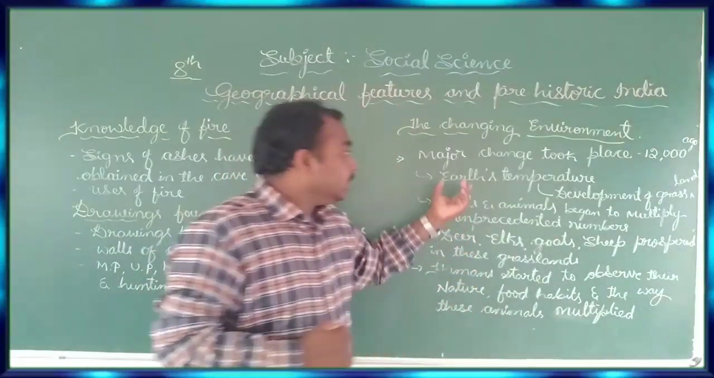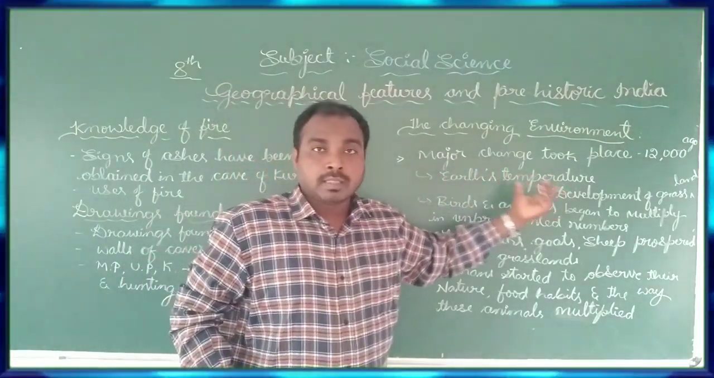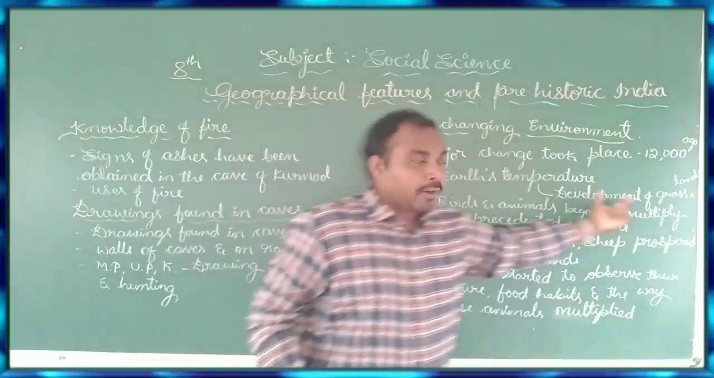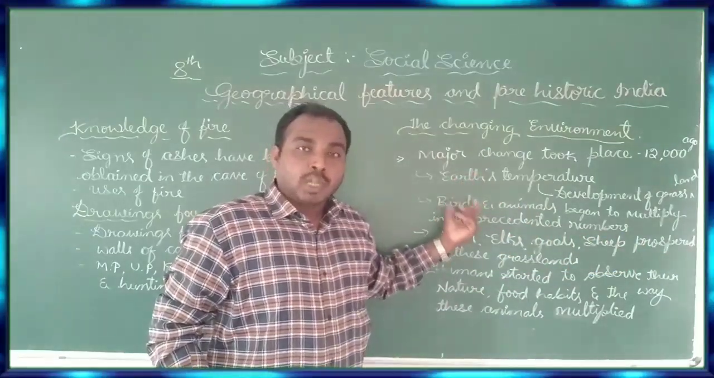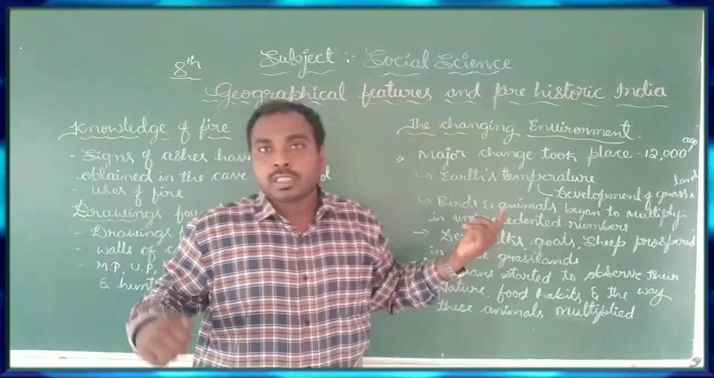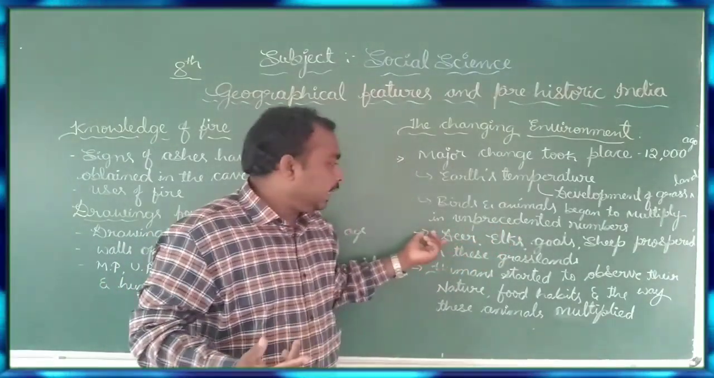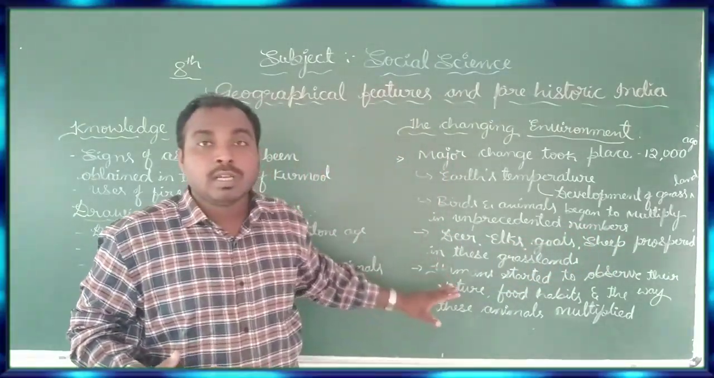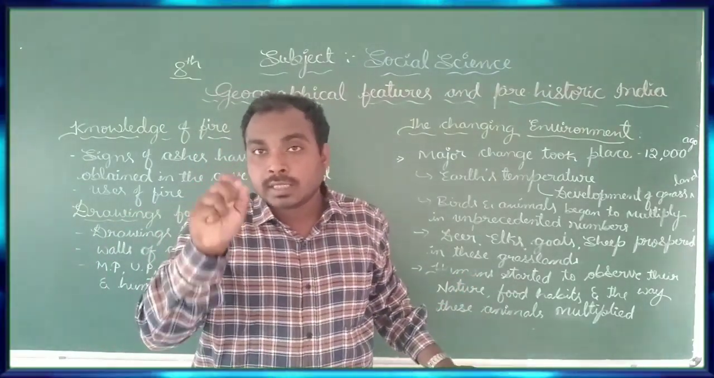So when the environment changed, it was a natural change. I mean, the Earth's temperature increased, and that led to the development of grassland. When the grassland developed, it was a shelter for animals and birds. And when the animals and birds reproduced, they began to multiply, especially deer, elk, goats and sheep. So all these things were observed by humans.